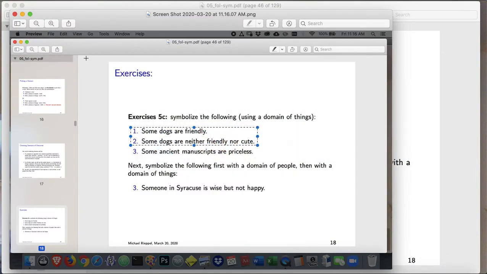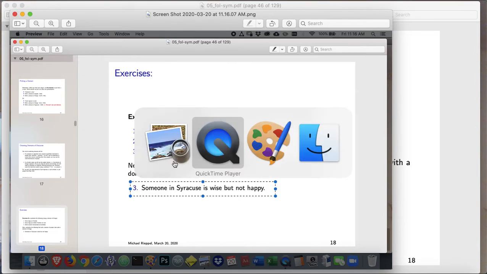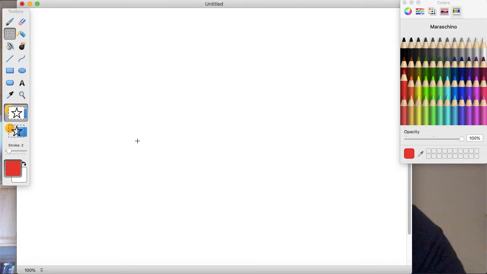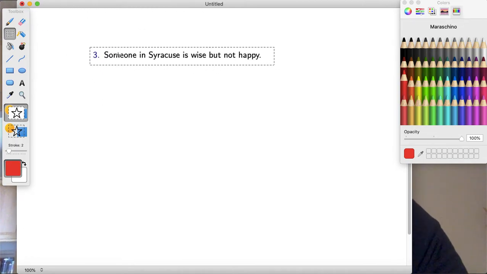To emphasize the business with the domains, let's look at this one, because this is now a "someone" sentence rather than a "some dog" or "some manuscript" or "some logician." It's a "someone" sentence. So here we have a choice about what domain to use. Here we have: someone in Syracuse is wise but not happy.